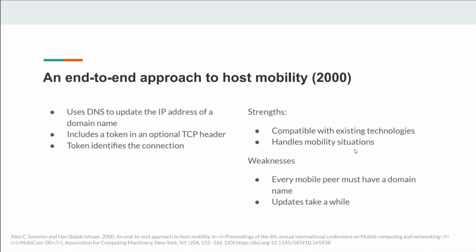The end-to-end approach to host mobility was a paper by a couple people at MIT in the 2000s. It was presented at MobiCom. It uses DNS to update the IP address of the domain name, and it includes a token in an optional TCP header that identifies the connection. So if you were to ever move IP addresses, you would just update your domain name, and then your other peer would requery the DNS server and pull it back down and connect to your new IP address.